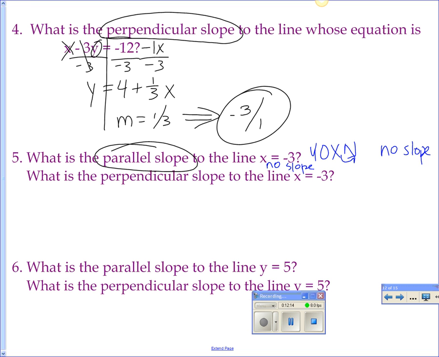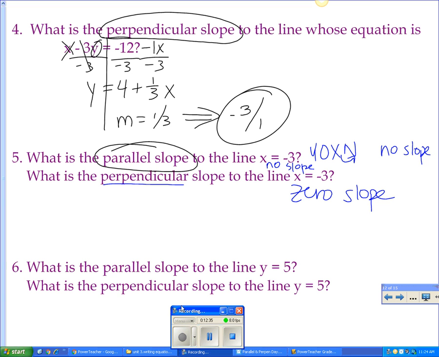All right? All right, now it wants to know the perpendicular slope. Perpendicular means you have to change it, flip and change. Does anybody remember from the very beginning of the lesson, what's the opposite of no slope? 0 slope. You can put the number or you can write it out. I don't care. Okay.